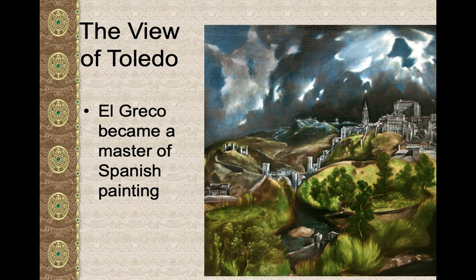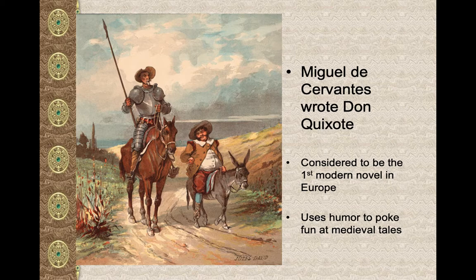Other things to note about life under Philip in the Spanish state is that this is the height of Spanish culture. We have a famous painter who's actually not Spanish but mastered Spanish painting, El Greco. And then we have the height of Spanish literature, and you have Cervantes, who wrote Don Quixote.